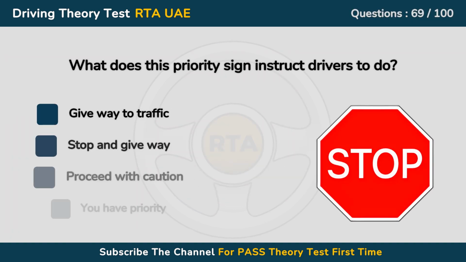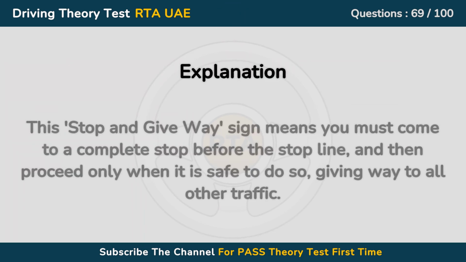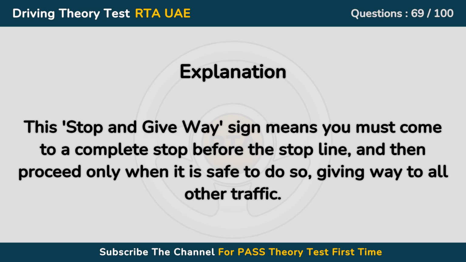Question 69. What does this priority sign instruct drivers to do? A. Give way to traffic. B. Stop and give way. C. Proceed with caution. D. You have priority. Answers is B. Stop and give way. This stop and give way sign means you must come to a complete stop before the stop line, and then proceed only when it is safe to do so, giving way to all other traffic.